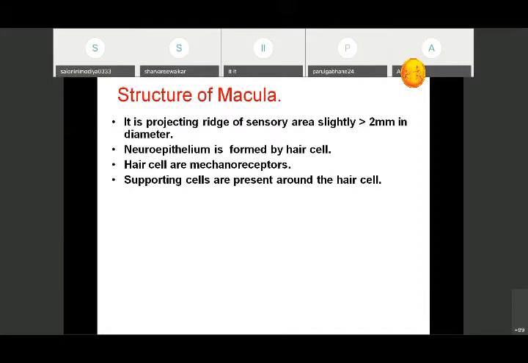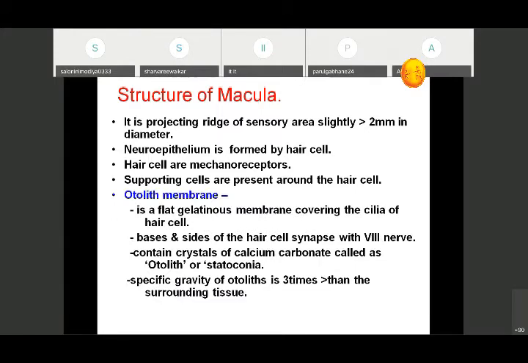It is a neuroepithelium formed by the hair cells. These hair cells are mechanoreceptors, and the supporting cells are present around the hair cells. Now, on the macula there is an otolith membrane. This otolith membrane is a flat gelatinous membrane covering the cilia of the hair cells. The bases and the sides of the hair cells will synapse with the 8th cranial nerve, which is called the vestibulocochlear nerve. This vestibulocochlear nerve has two components, the vestibular component and the cochlear component.